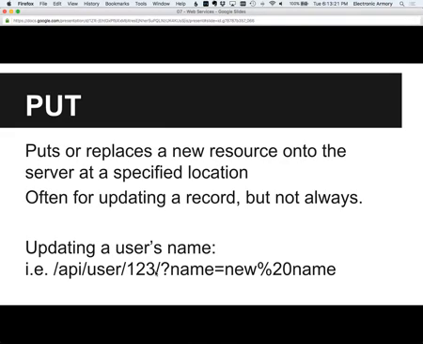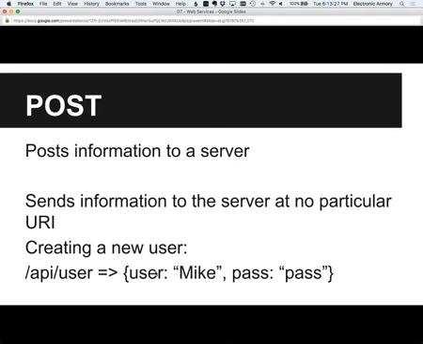So again, this is updating information at a specific point in my API, as opposed to a post, which just takes data and says, I don't really know where to put this, you handle it. So this sends information to the server at no particular URI. The example I have is just API/user, and then I'm going to pass all of the user information. This would be for maybe creating a new user, but not always. Maybe you can do a post to API/user/image, and that'll upload an image to that user's account, but not at a specific location.